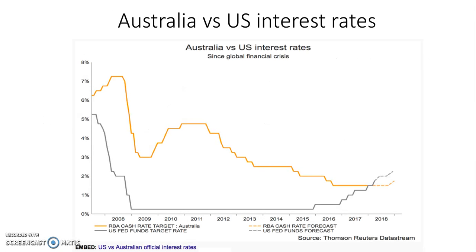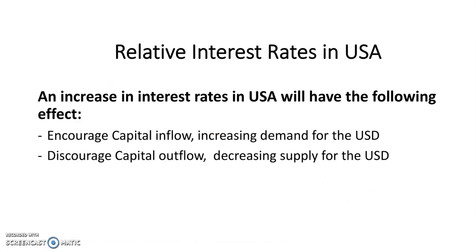So next, we are going to talk about the Australia and USA interest rate. As you can see, the graph shows us the interest rate in USA and Australia. In the past 10 years, Australia's interest rate has always been higher than USA, but for the year 2018 forecast, the USA interest rate is going to be higher than Australia, which is around 2.2%, and Australia interest rate is going to be 1.5%. So what will happen next?